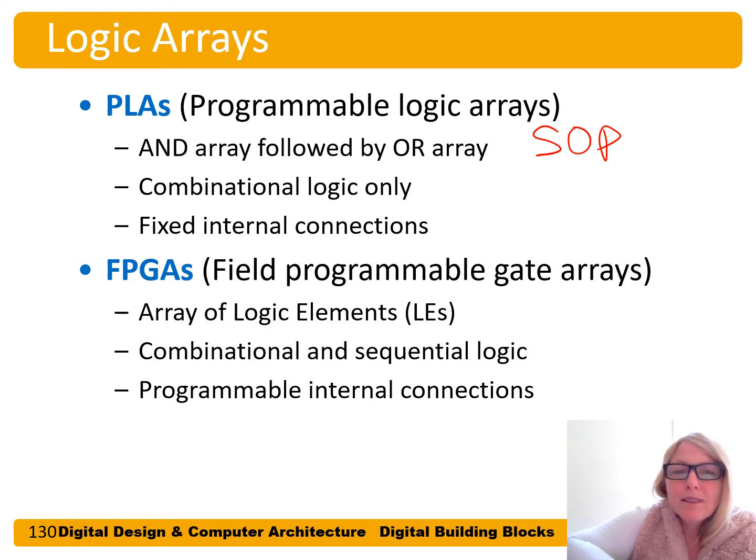So these only do combinational logic, and the internal connections are fixed. So they're limited in that we can't perform any sequential logic, and there's little flexibility in the internal connections. FPGAs, on the other hand, field programmable gate arrays, allow us to do both combinational logic and sequential logic, and the programmable part of it, we can program both the function performed and the internal connections.